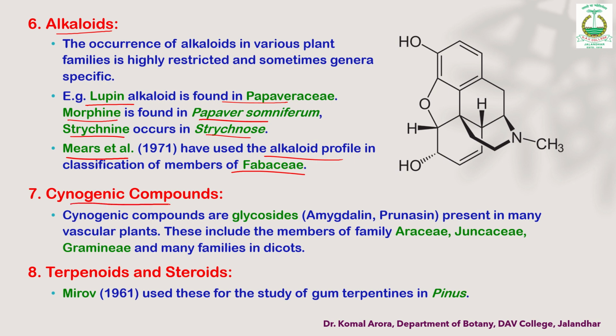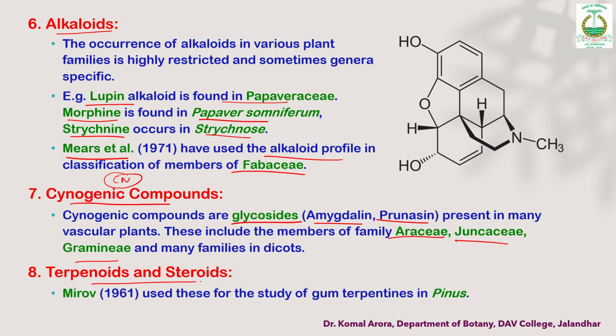The next category is cyanogenic compounds. Cyanogenic means a carbon-nitrogen bond is present. These are called glycosides, like amygdalin and prunasin. These are found in the members of some specific families only, like in Rosaceae, in Juncaginaceae, and Gramineae. So they are a useful source of information for classification of these groups.